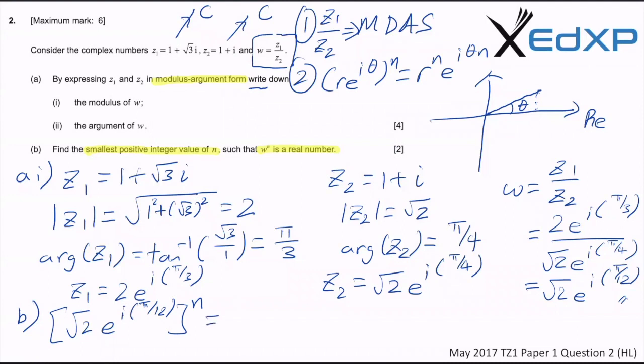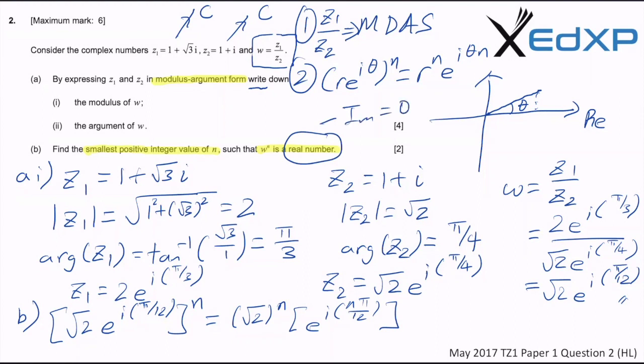So we have root 2 to the power n. The modulus is root 2 to the power n, e^(i n pi over 12). Here's the important part. If we want W to the n to be a real number, then the imaginary part must go to 0.